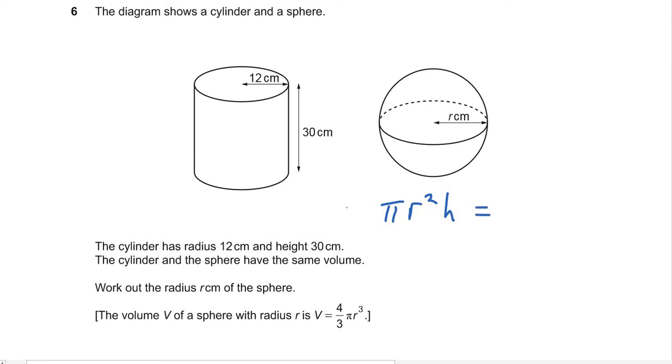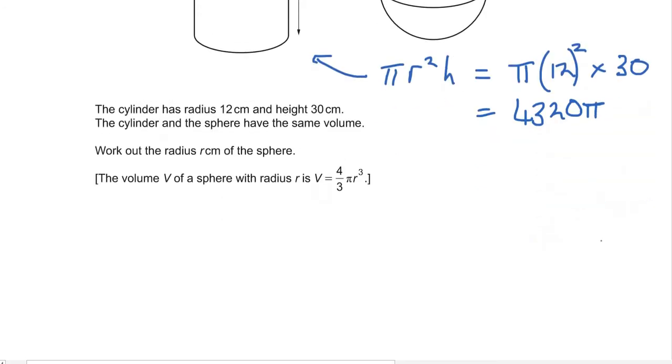So for the cylinder, pi, r is 12, and we're timesing by the height, which is 30. Okay, so this is 4,320 pi.